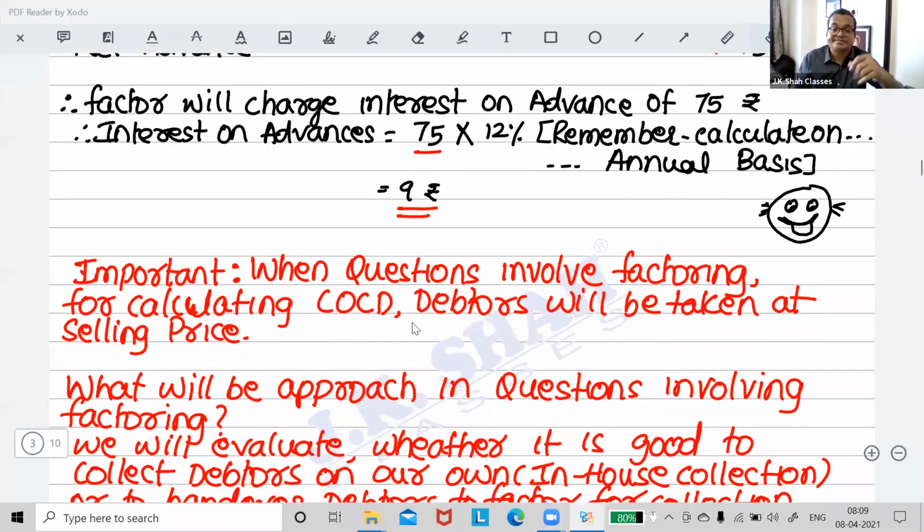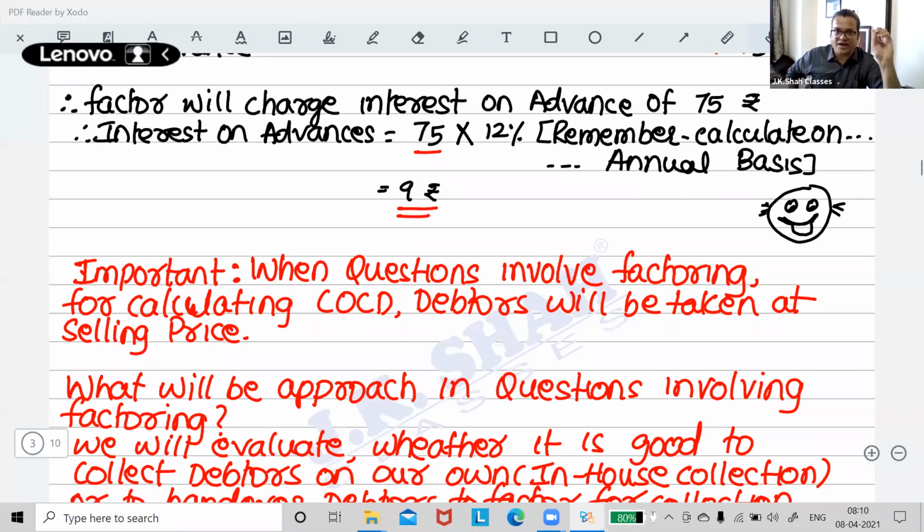Okay, let's go ahead. When questions involve factoring for calculating COCT, debtors will be taken at selling price. Why? Earlier you were told that there are three possibilities: you can go with variable cost, you can go with total cost, you can go with sales. Correct. That time factoring was not there. Now with factoring, why will we always calculate on sales?